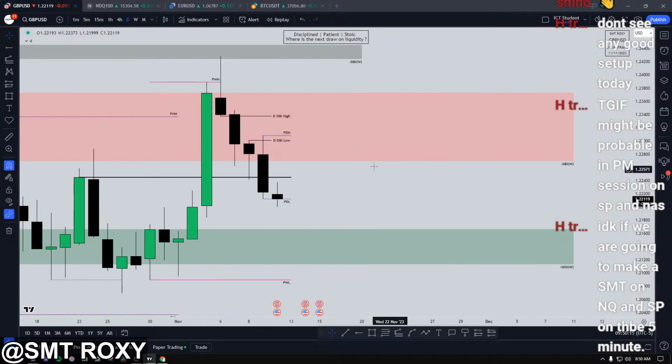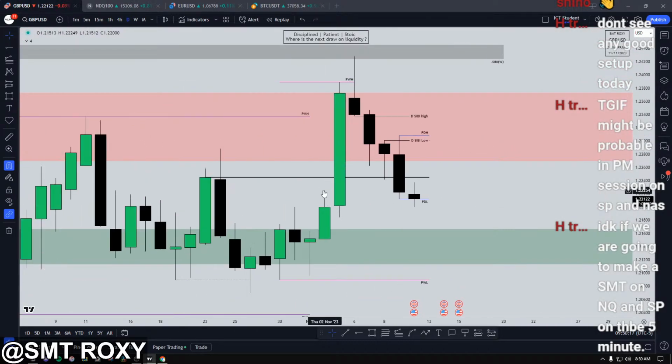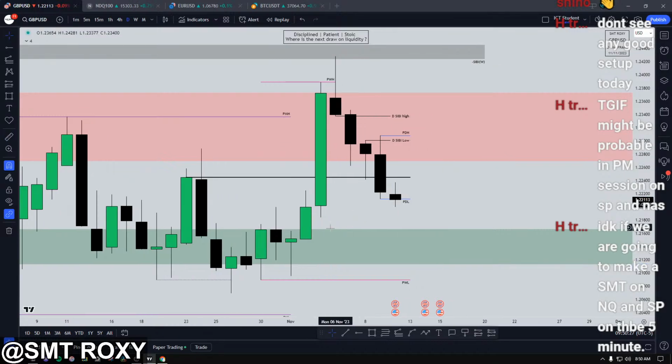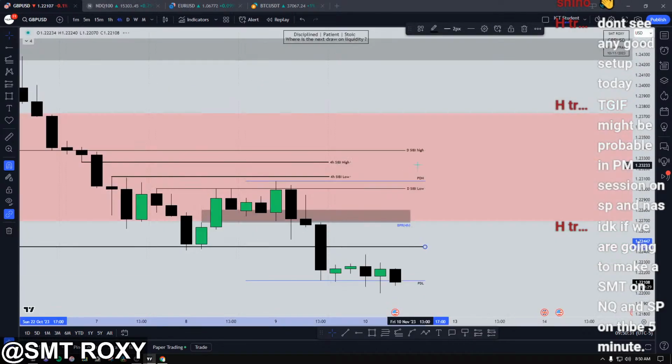Let's go to GU daily. Sell side imbalance. This became an inversion because we already closed below it. You can see that, clear as day. Previous day low, previous day high. Measuring that range, we can see we have another BISI down there. This breaker here isn't holding, so I'm going to take it off probably after today.